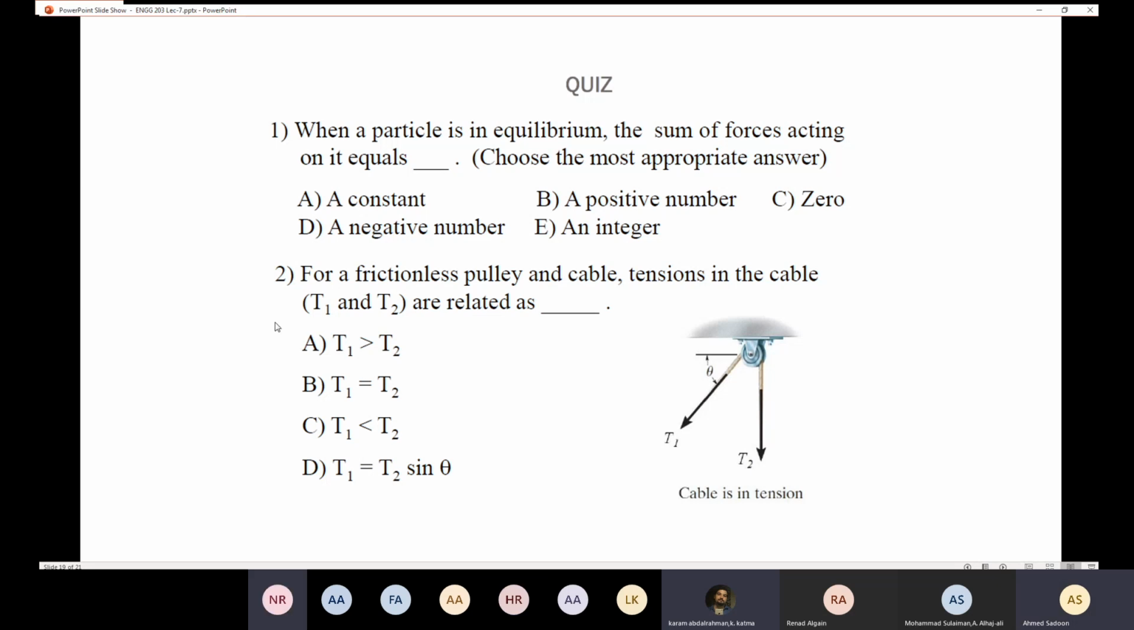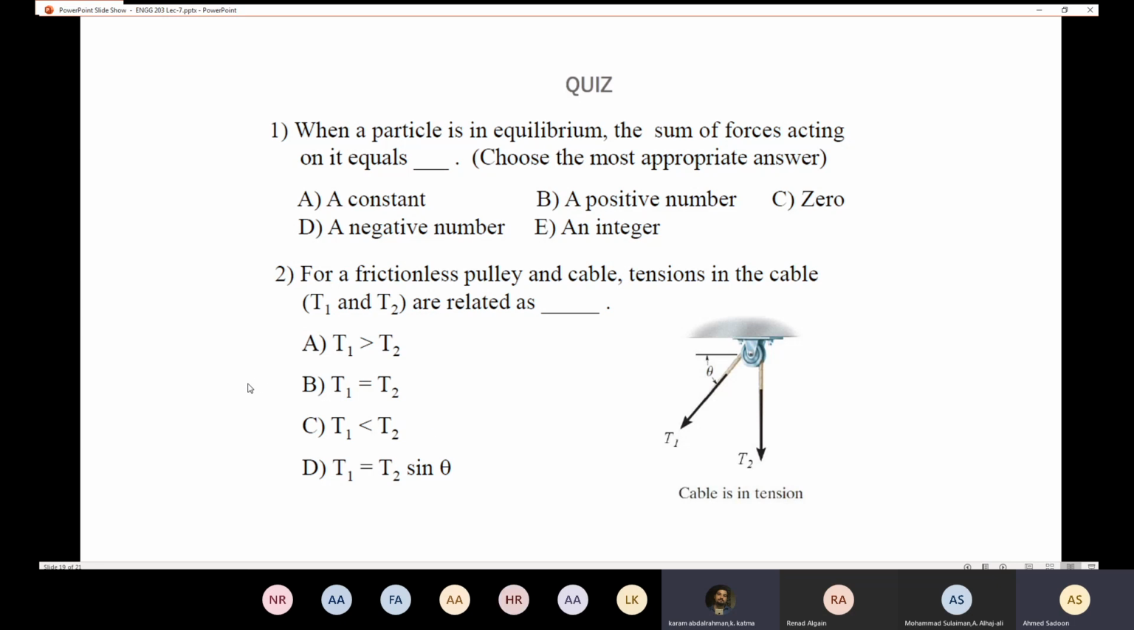Yes, very good. Then number 2: for a frictionless pulley and cable, I have a pulley and a cable, with tensions in the cable here and here, T1 and T2, and they are related. The first choice is T1 is more than T2. The second is T1 is the same as T2. The third, T1 is less than T2, and the last is T1 equals T2 sine theta. Which one is the right answer?